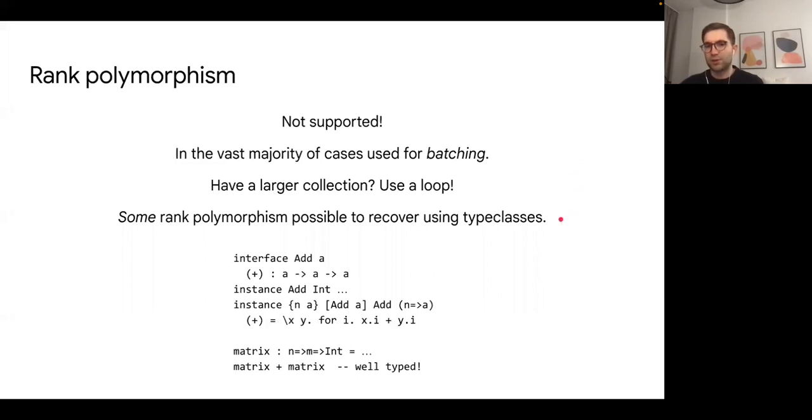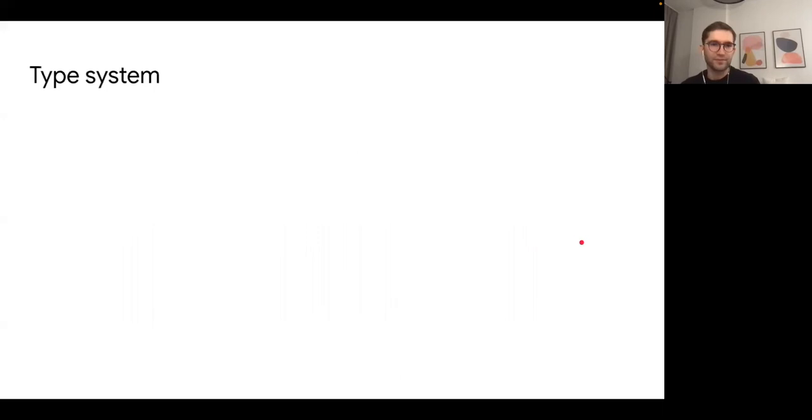And also some rank polymorphism can be recovered using type classes. Because our array type actually is inductive, if you have an ND array, something like an addition of ND arrays can be derived using a type class system, right? So if you define an add instance for a base type such as int and an add instance that inductively extends it from the base type to an array, we can add matrices, and the compiler will synthesize the 2D loop nest for this addition. But I'm not saying this recovers all of rank polymorphism, definitely not.